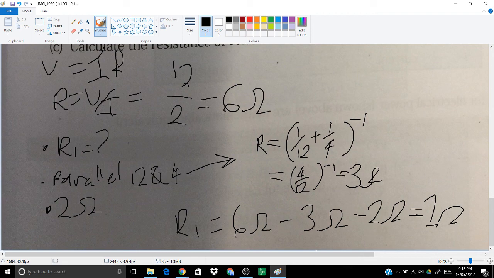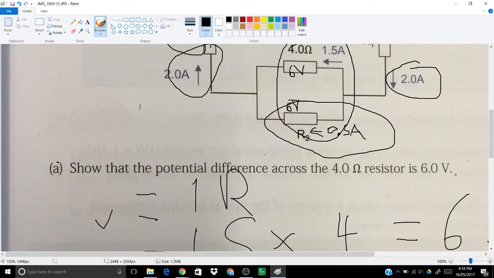I'm practicing with my new stylus. Okay, so I think that's all of it.